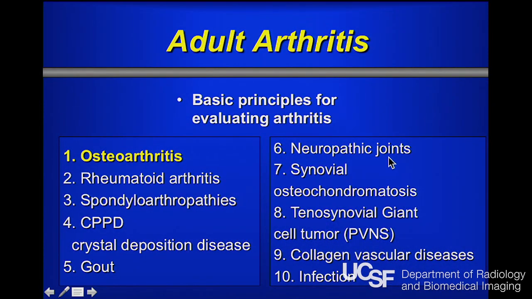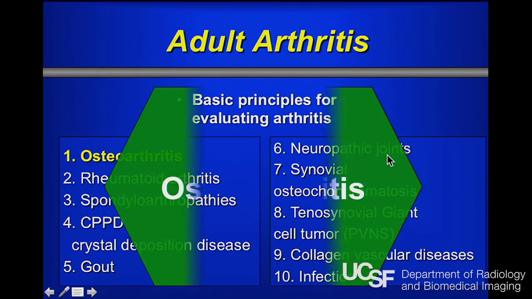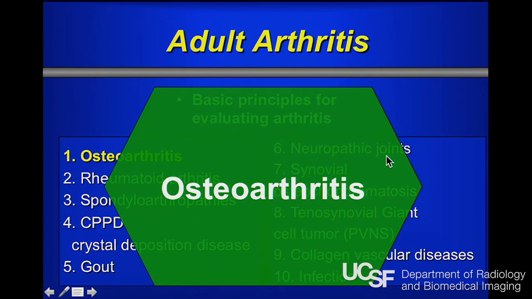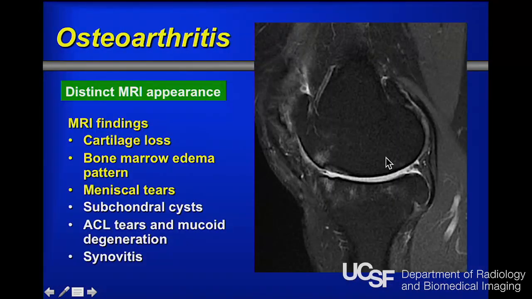Now let's talk about osteoarthritis first. Now osteoarthritis is, for most of you, probably bread and butter. You see this all the time. What you may not see so frequently is the MR of degenerative joint disease. And it's important to really keep in mind that there are distinct features for osteoarthritis in degenerative disease.